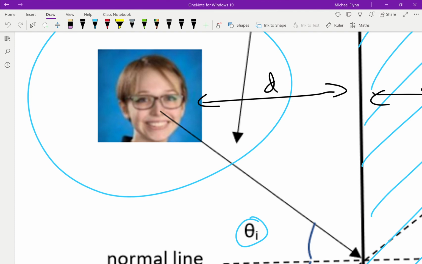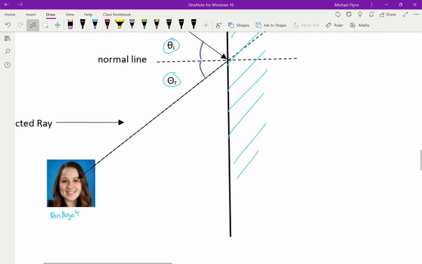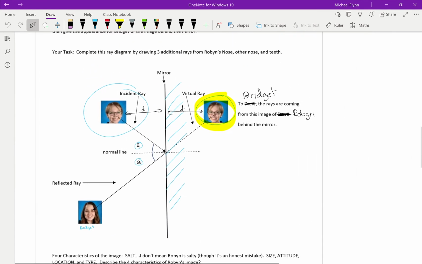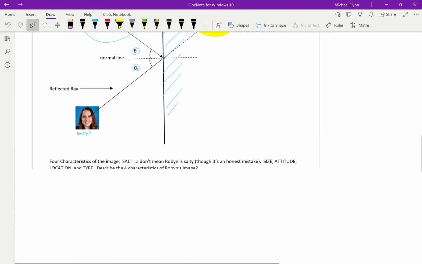Forget it. Okay. So in other words, I drew a ray for you like this. You have to draw another ray from some other part of Robin's face going into Bridget's eye, okay? And then trace the virtual ray and everything else. So give it a shot and we'll take it from there, okay? So that's how you draw it. It's called a ray diagram.